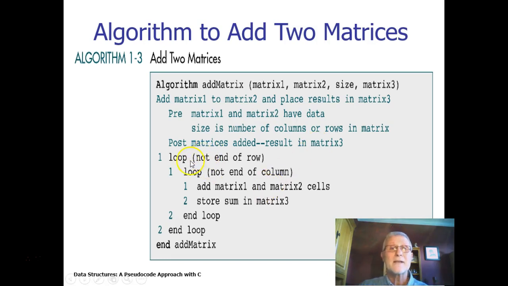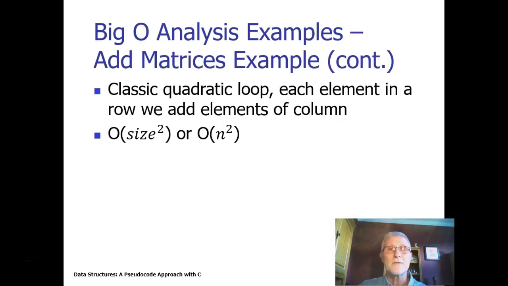Now here you've got a loop. It goes until the end of the row, and inside that is what I'm going to do per row, and then for each column. And then I'll add matrix 1 and matrix 2, and store that in matrix 3. And then that loop, this loop, and the routine all end together. So it's not complicated, I'm looping one versus the other.